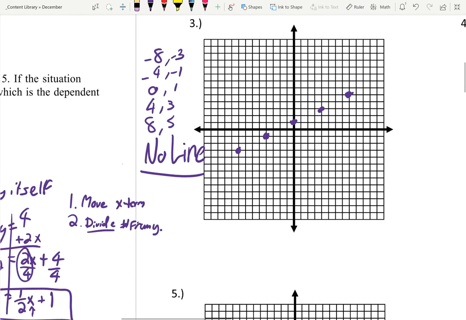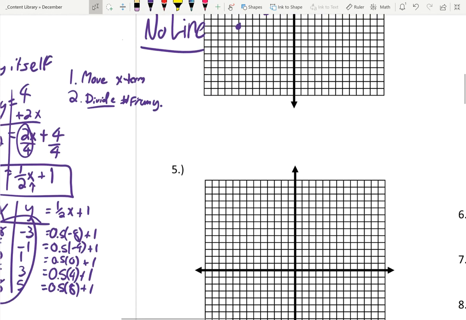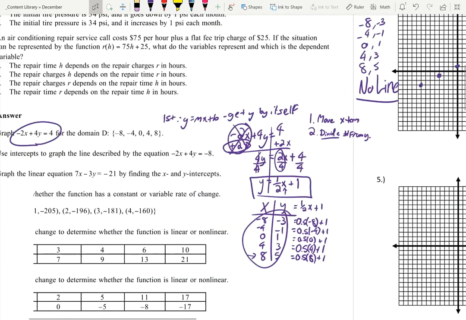That's all it wants. Just put those 5 points on there, and you're all set. You're all good. So number 3, definitely a challenging problem.